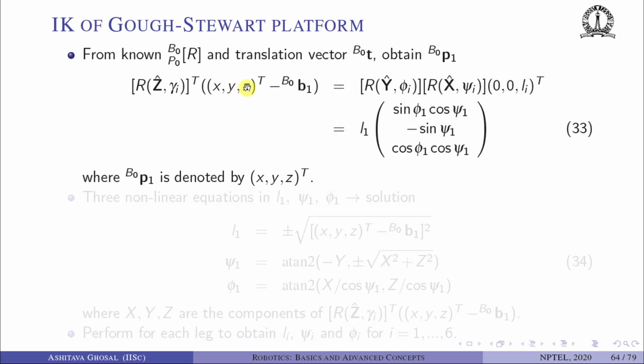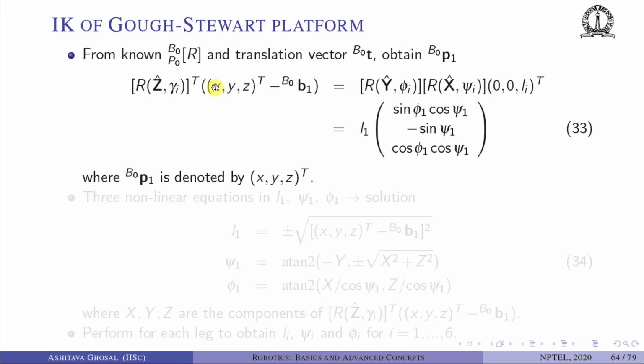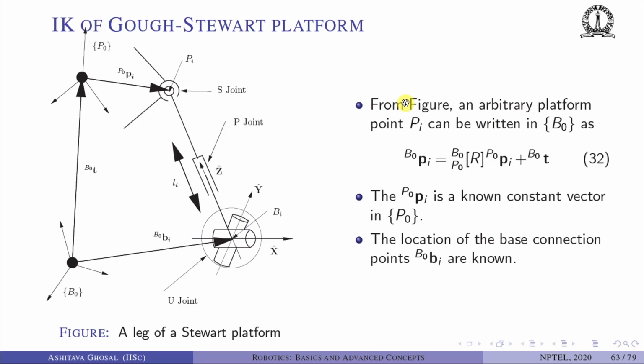So this XYZ, which we obtained from the coordinate of the S joint, minus B0Bi, will give a vector along this length. Okay, so that is what is given as some rotation matrix, because we need to multiply this vector. And this is given as first one rotation at the U joint, another rotation at the U joint, and a translation along the length. Okay, so let's go over it once more.